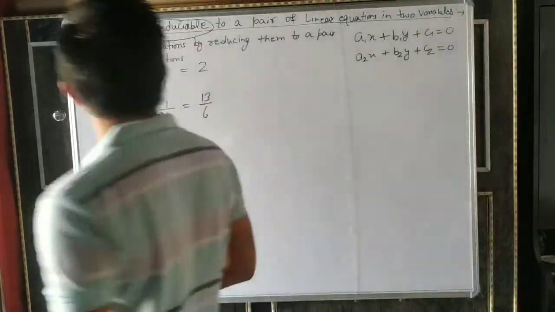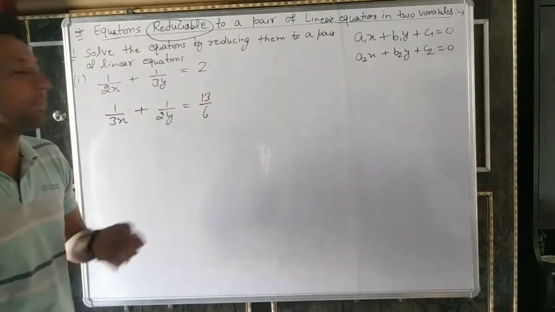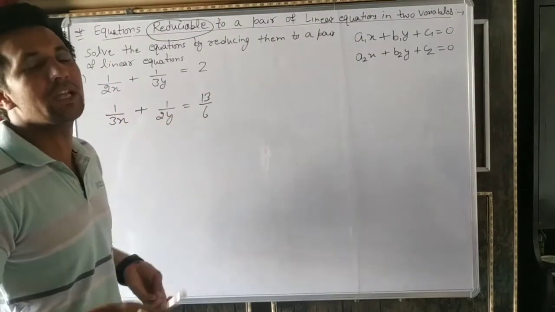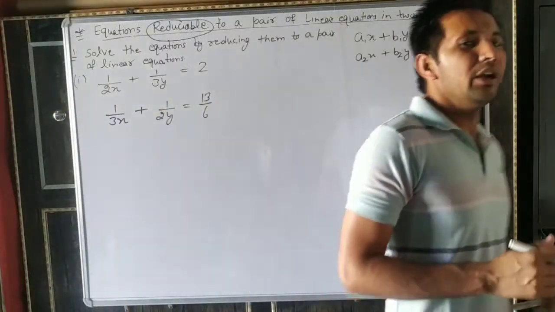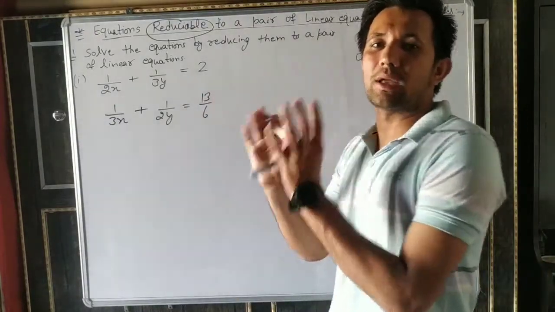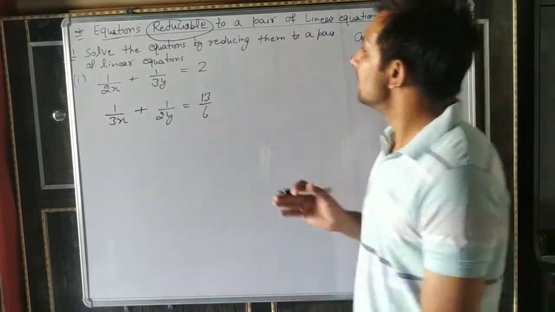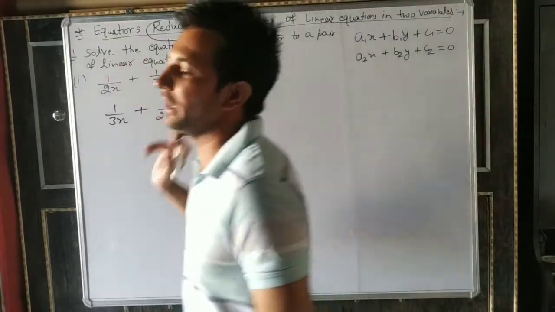So what is the first equation? Solve the equation. These are the two equations. Equations mean whenever an equal sign is given, it is an equation. In 6th class we have already learned what an equation is. An equation is satisfied for some specific number. By reducing them to a pair of linear equations.